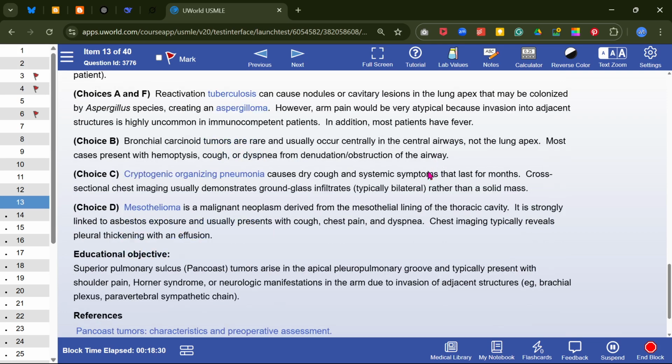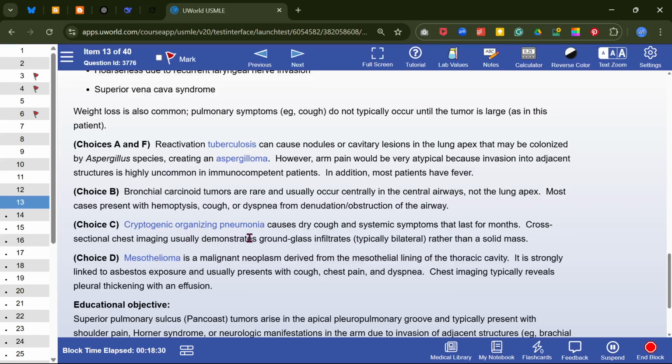Okay, sorry. Okay, bronchial carcinoid tumors are rare and usually occur centrally in the central airways, not the lung apex. Most cases present with hemoptysis, cough, dyspnea from obstruction of the airway.